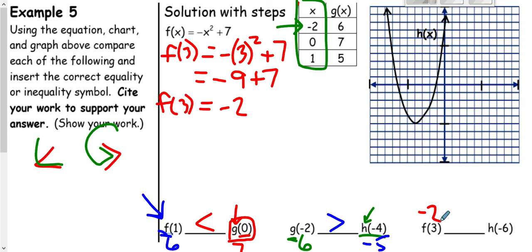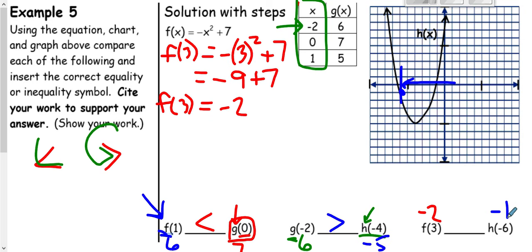Okay, now evaluate the h of negative 6 and tell me what you get. So h of negative 6 means we're going over 6 spaces to the left. And then we find where the graph crosses, which is right here. So it's down 1 space, which makes negative 1. So now tell me, is f of 3 going to be greater than, less than, or equal to h of negative 6?